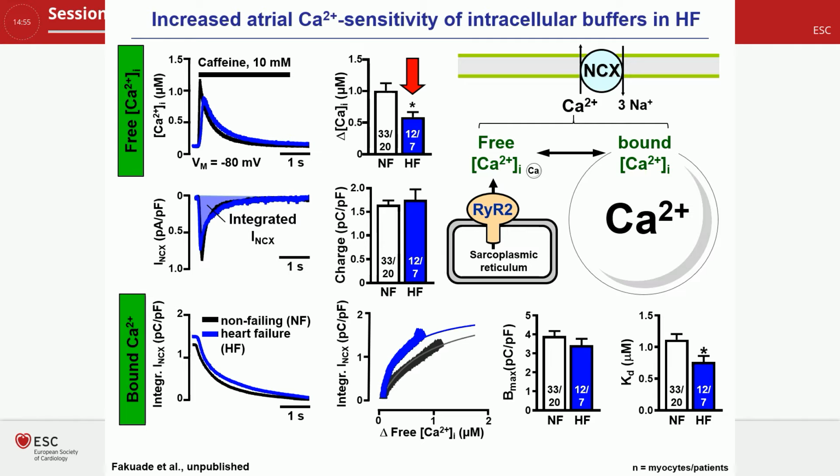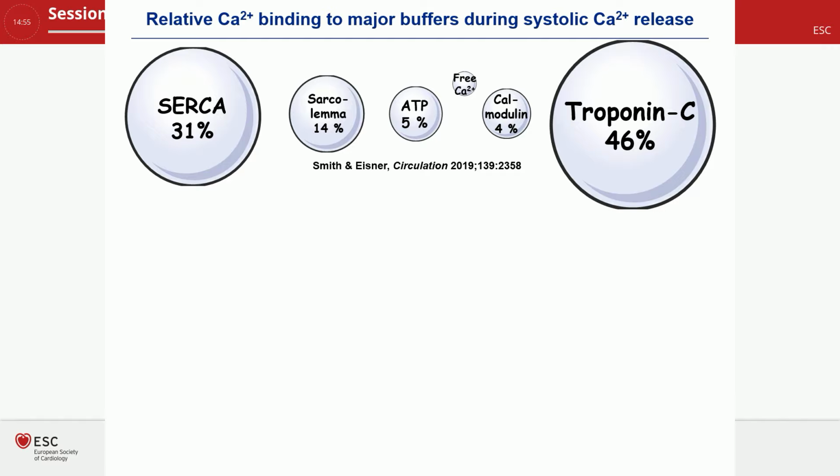If you do that, we can fit a Michaelis-Menten curve, which is a typical buffer curve, with the Bmax as a measure for the total buffer volume, and the KD value is a measure for the calcium affinity of the calcium buffers. The reduction in this KD value indicates a higher affinity of the calcium buffers in these myocytes. These are preliminary data, but in the next step we were wondering, what are these buffers? What could contribute to the increased buffering in myocytes from patients with heart failure?